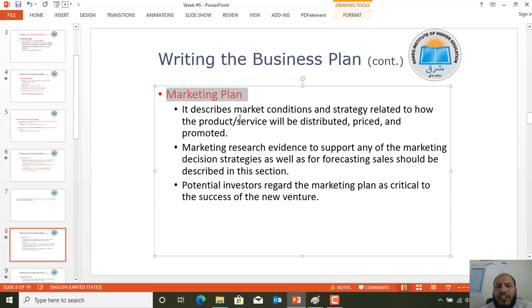Now if you see over here, the author explains that it describes market conditions and strategies.